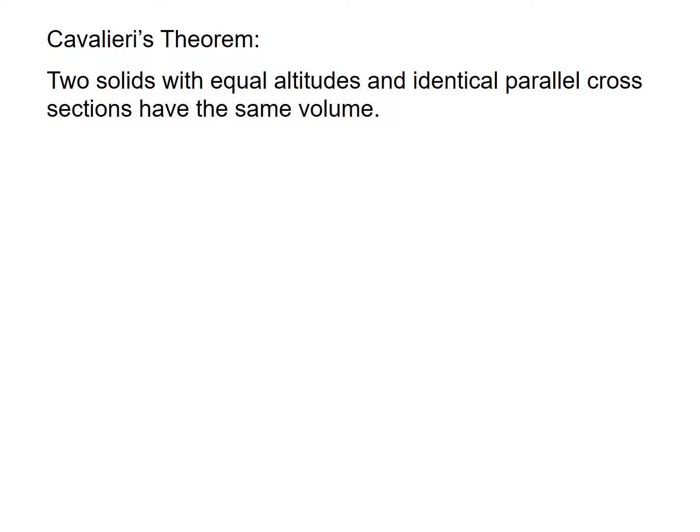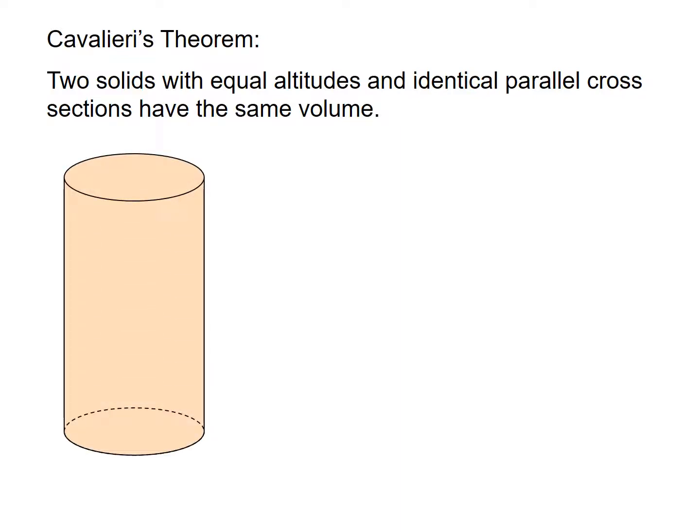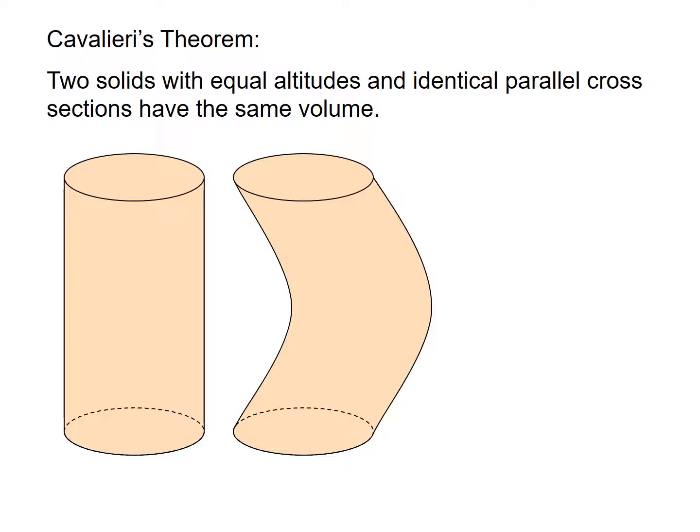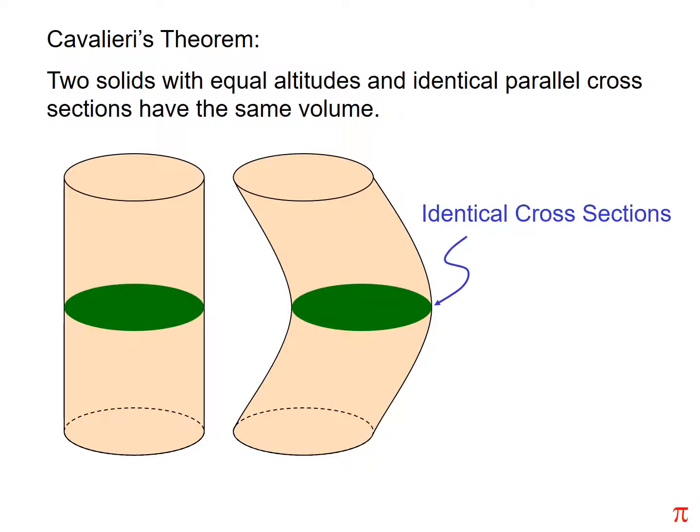And here's a theorem that can come in handy. If two solids have the same height and identical parallel cross-sections, they have the same volume. So we could have this cylinder right here, or we could have this shape. They each have the same cross-section, they each have the same height. These two objects would have the same volume.